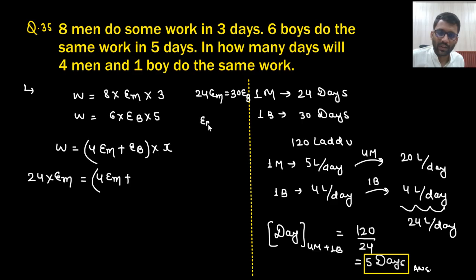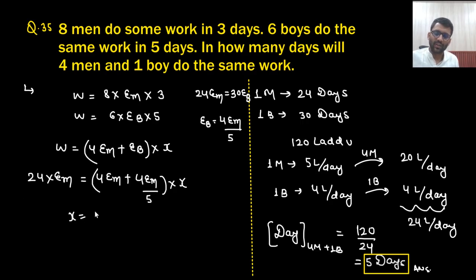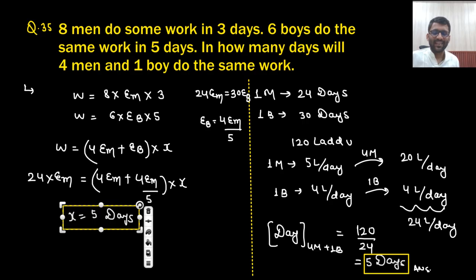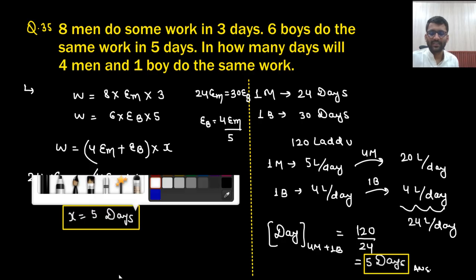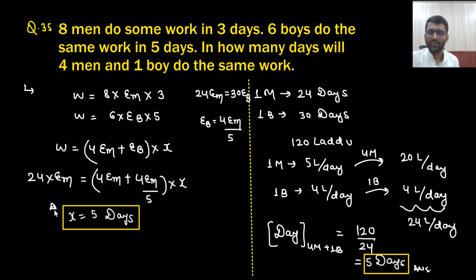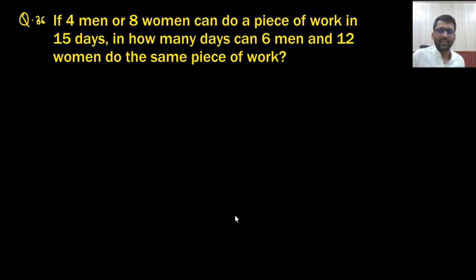So efficiency of boy is equal to 4 by 5 into x. So this would be 24 only. From here if you solve, this would come to 5 days only. Actually this was also easy. This was easier than this, I guess. So by any method you can solve. Any method you can use in your examination, whatever clicks, that would be okay for you, right? Let's see the next one.